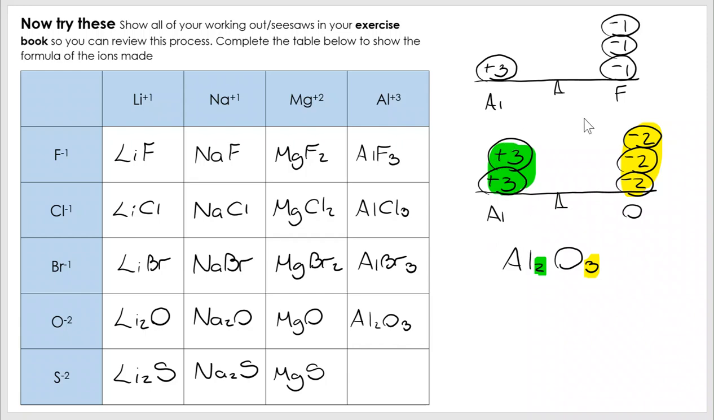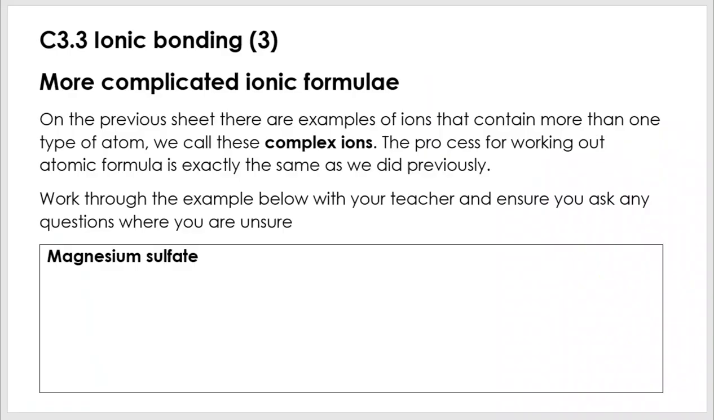Al2O3. The other way of looking at this, once you get more confidence, is the +3 and the -2. What's the lowest common denominator of 3 and 2? And it's 6. So I need 2 +3s and 3 -2s. Exactly the same process will get you to Al2S3.